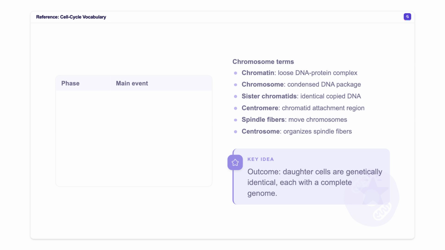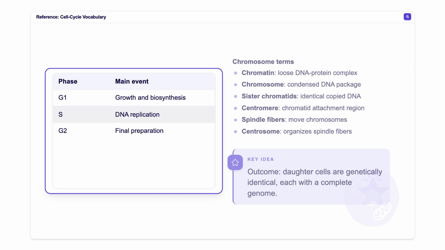Use this as your quick reference sheet for the cell cycle. The main idea is to connect each phase with what the cell is doing, and then connect the chromosome vocabulary to what moves during mitosis. In G1, the cell grows and makes the molecules it needs, a process called biosynthesis. In S phase, the cell copies its DNA, and in G2, it makes the final preparations for division.